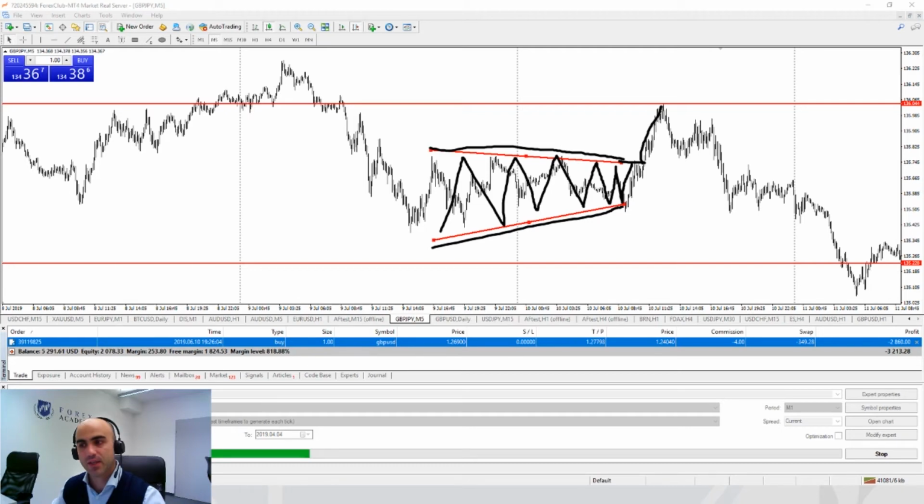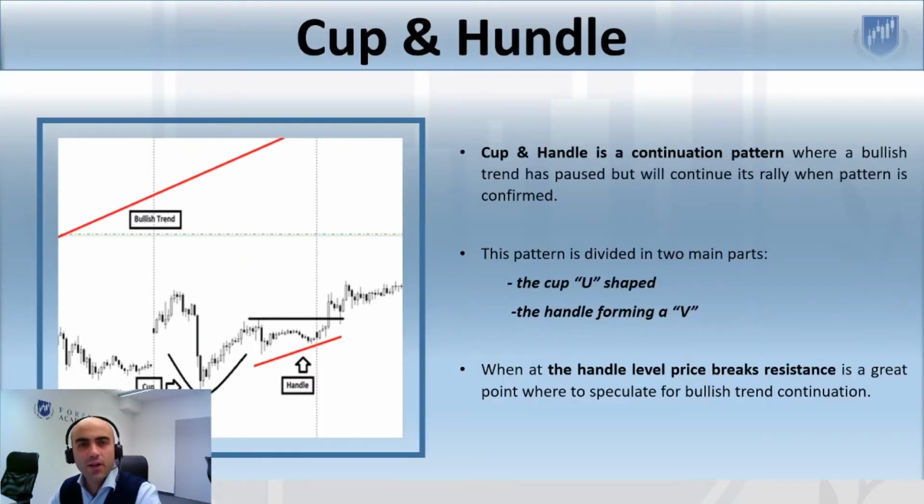Let's move on. The last pattern I want to talk with you about today, in regards to the continuation family group, is the cup and handle. Cup and handle is a continuation pattern that is usually found when the market is on a bullish trend. In this case, the bullish trend has paused, and when the pattern is confirmed, we will have a perfect entry point to get some profit going.